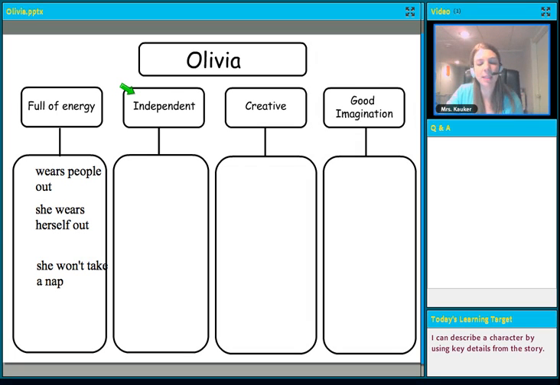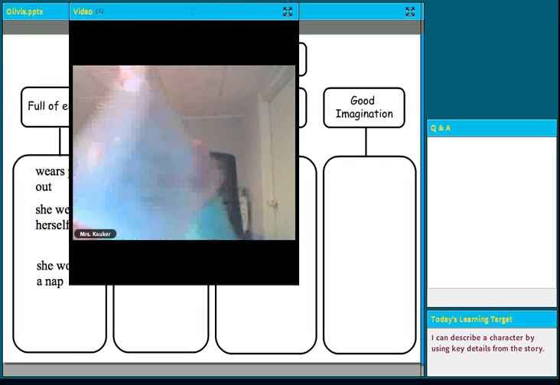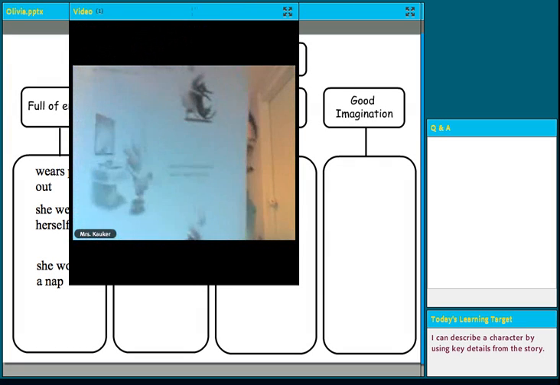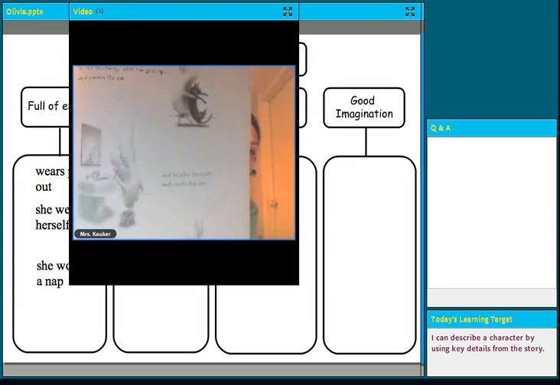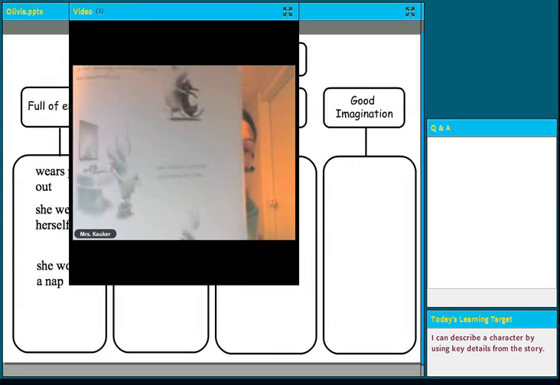Castilla, what would be something that would tell me that Olivia is independent? Can I go back to the book? Of course, Castilla. That's what good readers do. Let me make it big for you. Let's use that textual evidence. Make it really big. So what do you think, Castilla? She brushes her teeth.